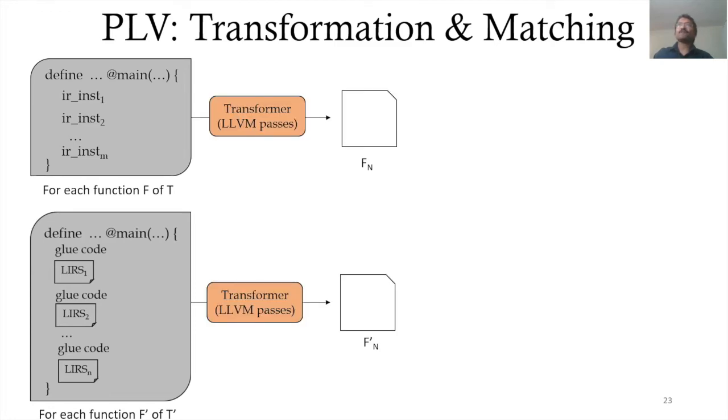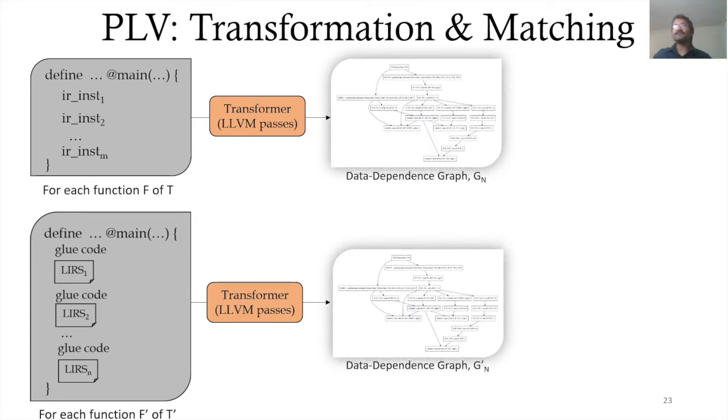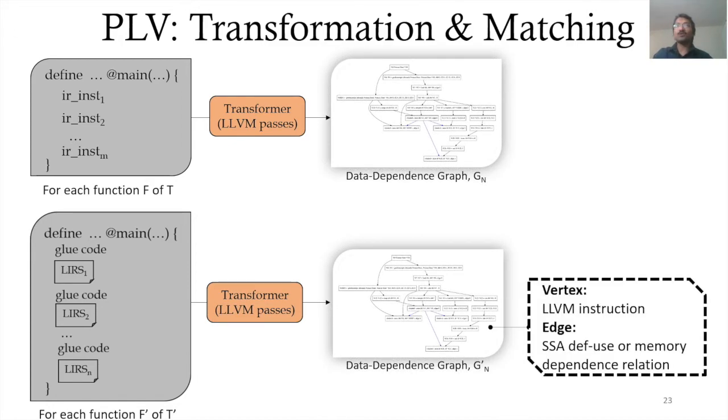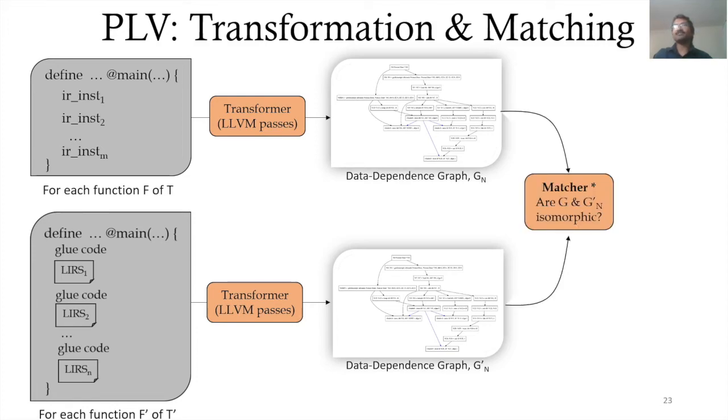We feed the candidate pair of functions f and f prime from these programs to a transformer, which is essentially a set of LLVM optimization passes used for transforming the two functions to a common form, fn and f prime n. At this point, we compute the data dependence graphs from the transformed version of the functions. A node of the graph represents a LLVM instruction, and an edge represents the SSA def-use or memory dependence relation. The graphs are then matched for graph isomorphism. A successful match implies that the function from T and T bar are semantically equivalent, meaning that the original lifted function is the correct implementation of the binary function. An unsuccessful match leads to a potential bug in the lifter's translation.